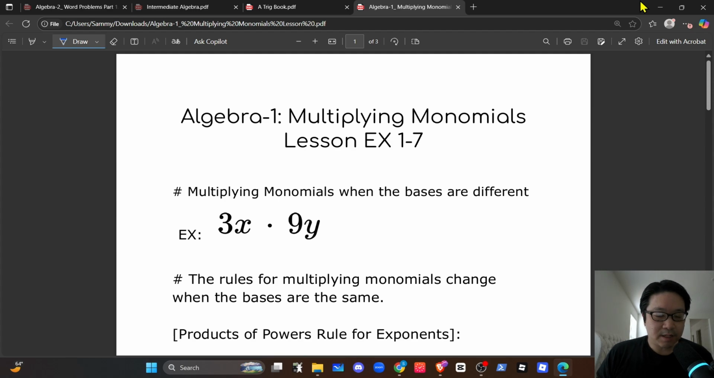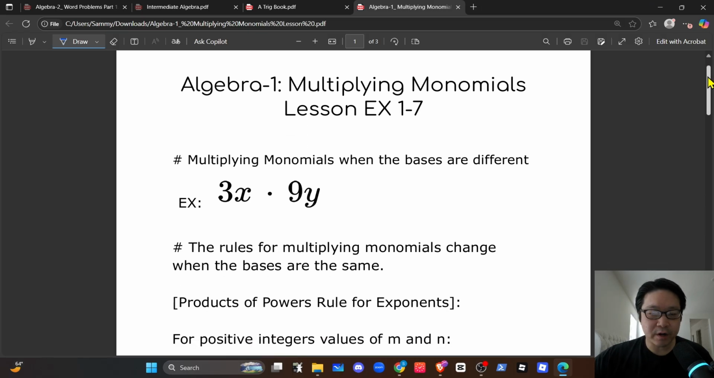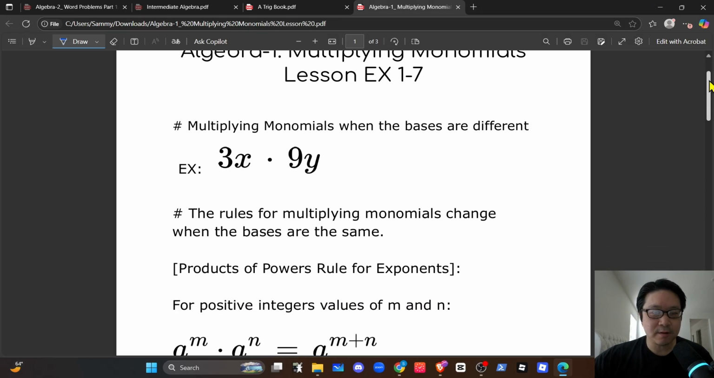Hi, in today's lesson, we're going to be going over multiplying monomials. Okay, very easy and simple lesson.